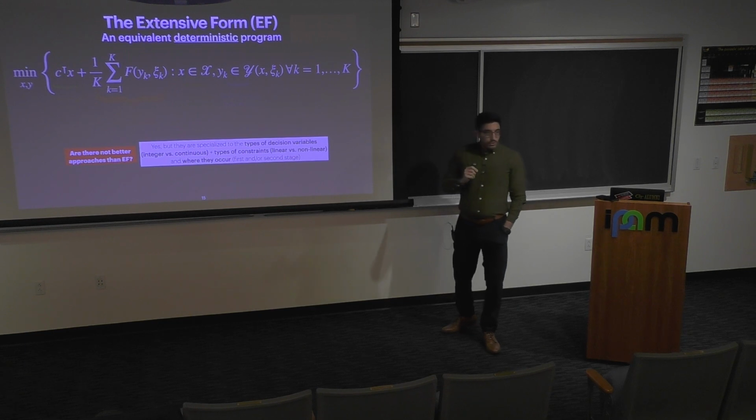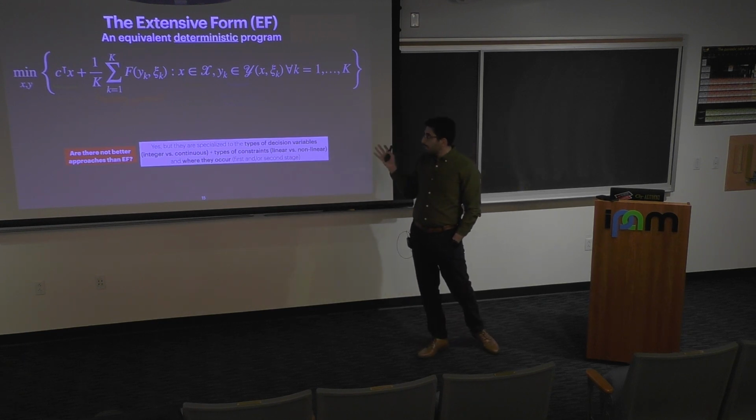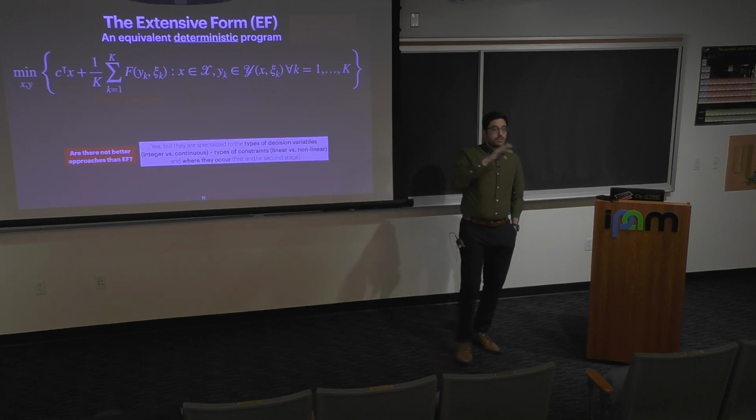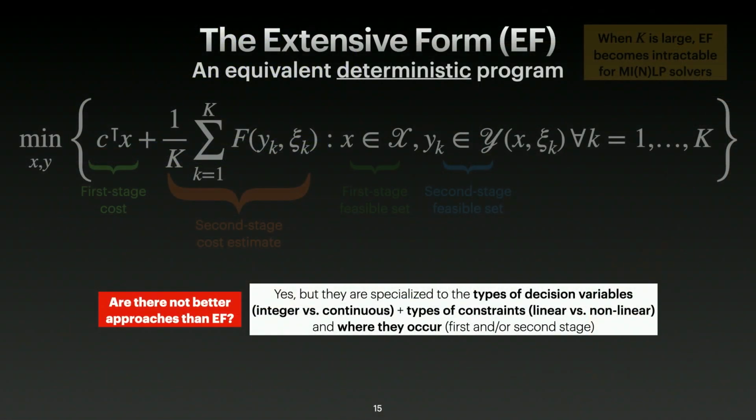And there are better approaches, but the issue is that they depend on which types of decision variables you have and which types of constraints you have. So do you have both continuous and integer variables? Are your integer variables binary or not? Are your constraints linear or not? Are they quadratic or not? And so on and so forth. So you have to specialize a lot.